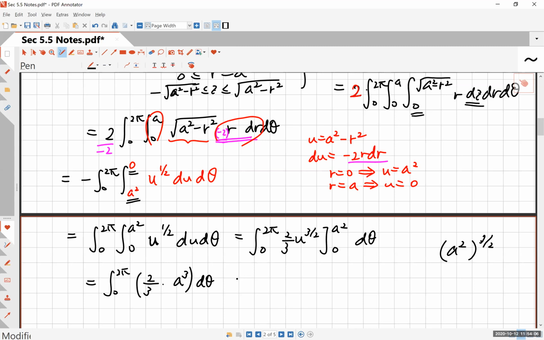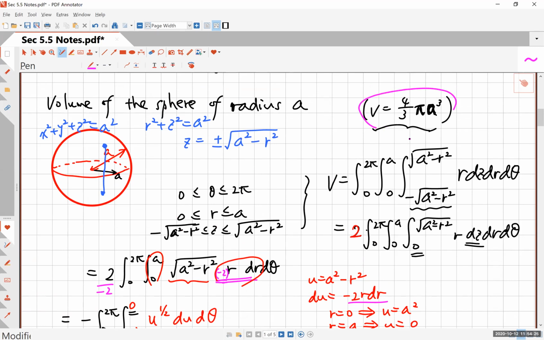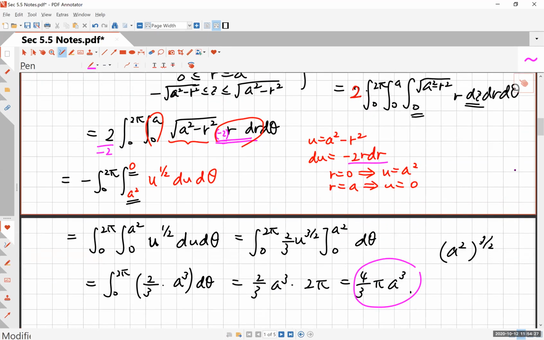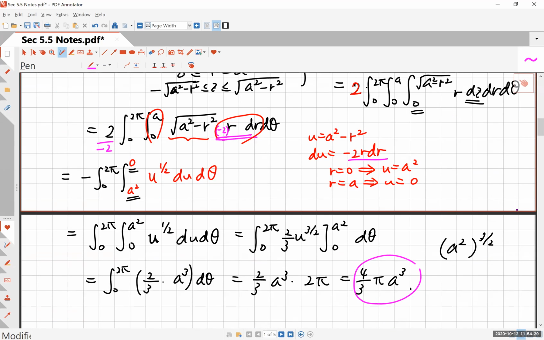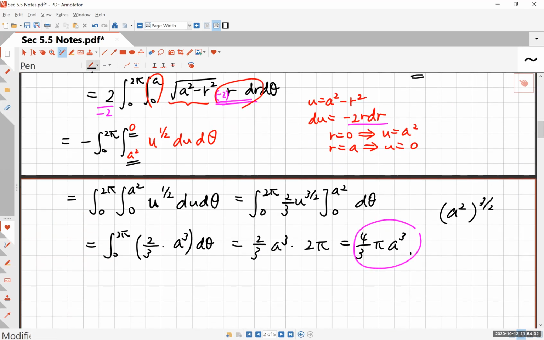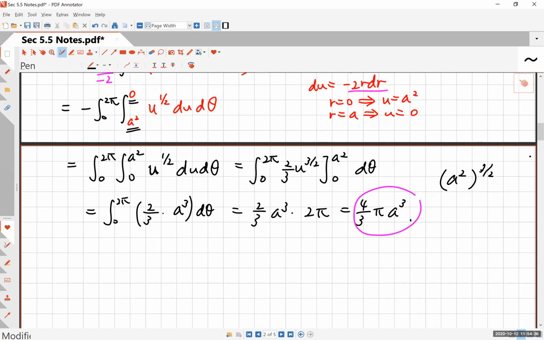This whole thing is a constant, okay? So this becomes 2/3 a cubed, and then you just have 2 pi, right? So then you have 4 over 3 times pi times a cubed. Does it sound right? Does it look familiar? Yeah, that is exactly what Archimedes figured out 2,500 years ago without using calculus, all right? But calculus actually verifies that Archimedes was a genius. So that's as expected. This is what you get.